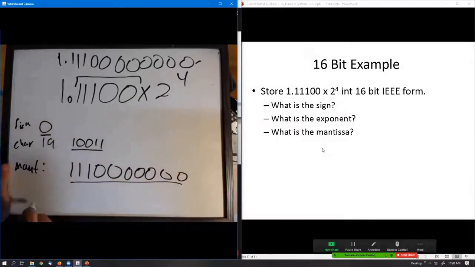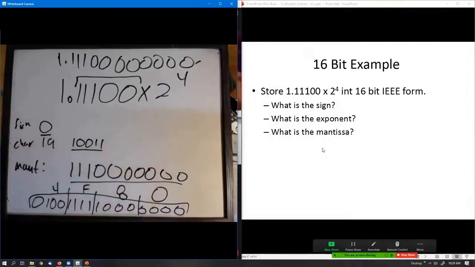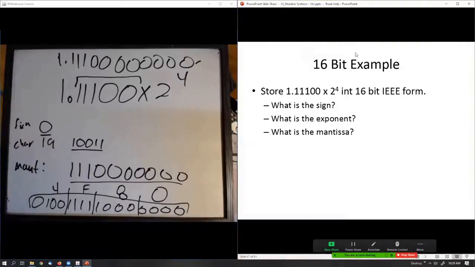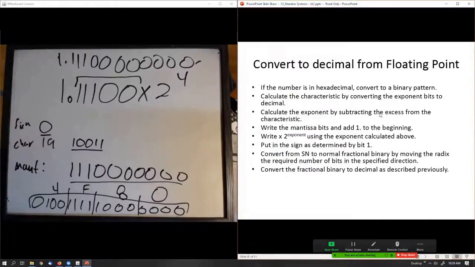So how do we write the whole thing? 0 for the sign, 1, 0, 0, 1, 1 for the characteristic, and then the mantissa, 1, 1, 1, 1, 0, 0, 0, 0, 0, 0. So 16 bits. If you need to write it in hex, sometimes I will, we just say 4F80. These aren't that hard, by the way, and they should really just take maybe a second or two to do. All right, so that's exactly what I just went over.